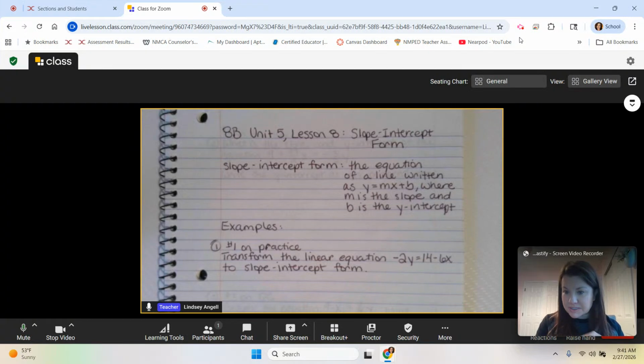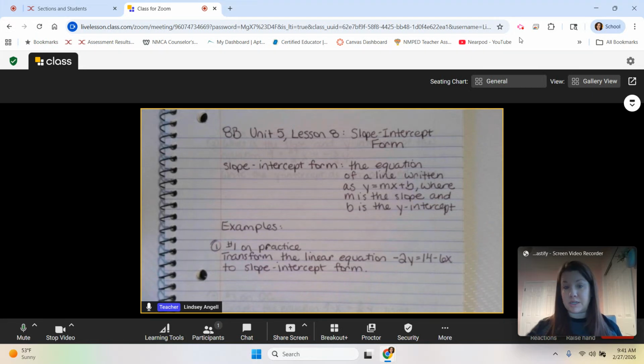Alright, so we've already talked about this a little bit, but this time the big thing is that they're going to be giving us equations that are not in slope-intercept form, and we need to change them or simplify them into slope-intercept form, okay?